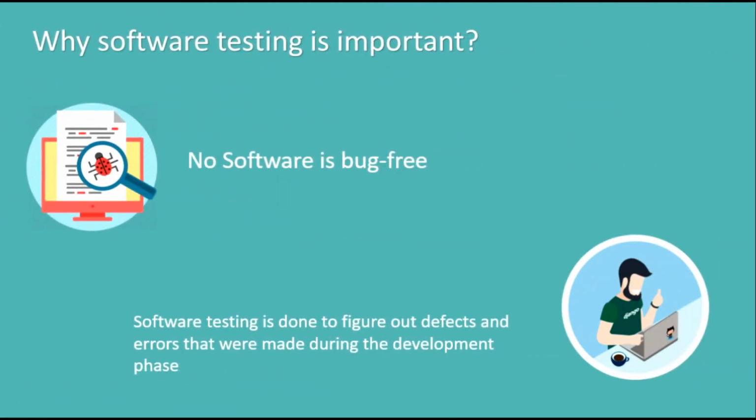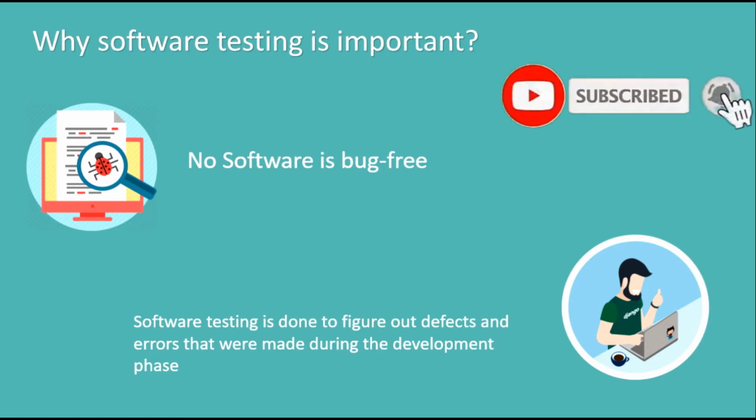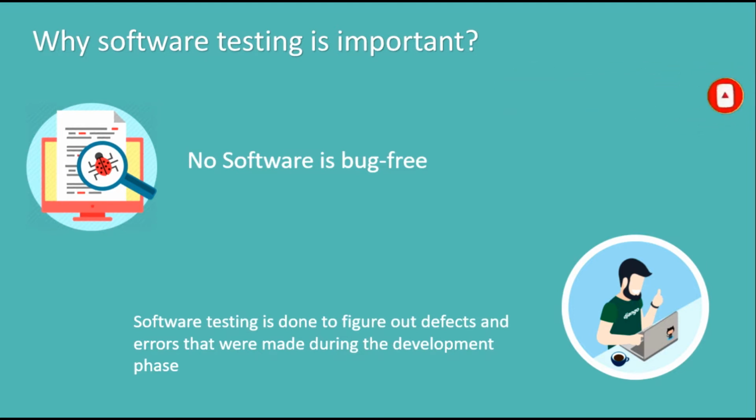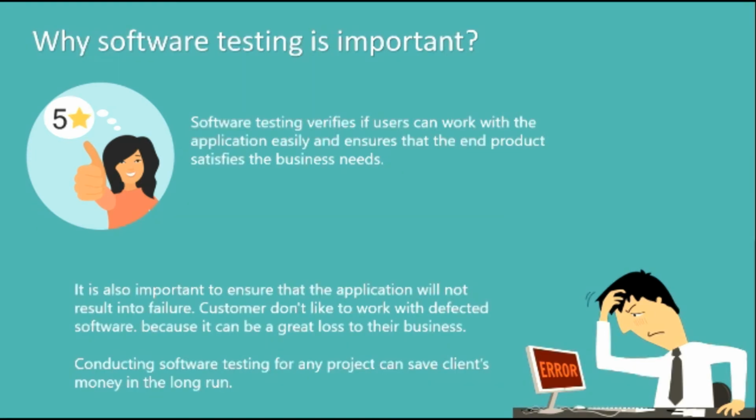So first, let's see why software testing is important. Actually, some people think that software testing is not necessary. So I can give you 4 reasons. The first one is no software is bug free. Software testing is done to figure out the defects and errors that were made during the development phase. And the second one is that software testing verifies if the user can work with the application easily, and it ensures that the end product satisfies the business needs.